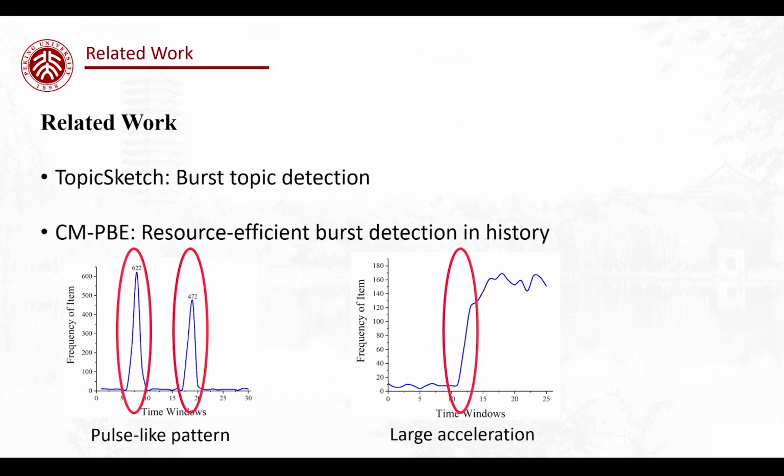Second, the focus of the three algorithms is different. TopicSketch can only detect burst events on Twitter, while our detection is general. CMPBE focuses on burst detection in history, while we focus on real-time burst detection. Third, these two algorithms just use the most classic sketch, count-min sketch, to detect burst, while we use more advanced sketch algorithms to raise our accuracy.